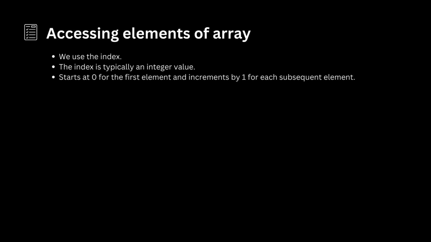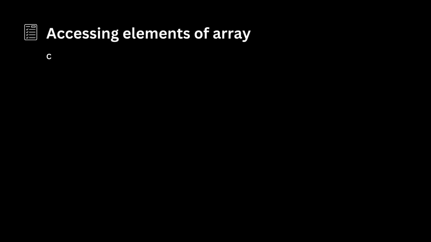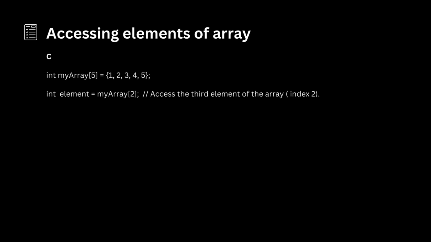In the language C, int myArray[5] = {1, 2, 3, 4, 5}; int element = myArray[2]; accessing the third element, that is index 2.